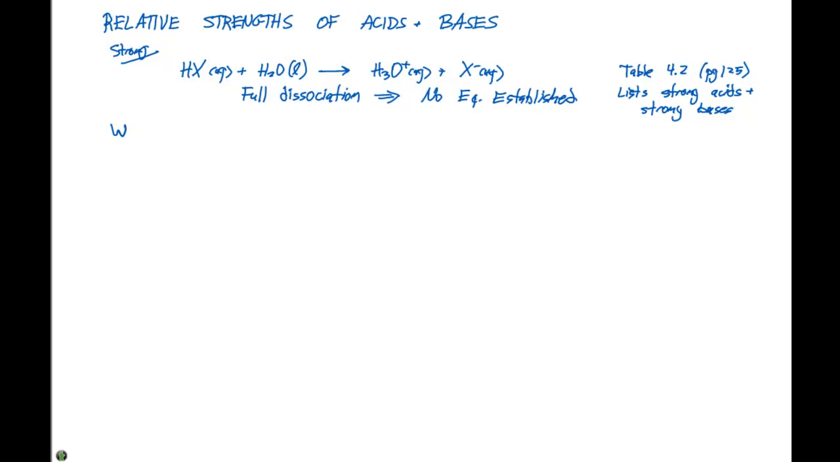Everything else is going to be considered weak, and we're going to have an equilibrium established to analyze this acid-base reaction. So here we have our HX plus H2O liquid in equilibrium with H3O plus in aqueous solution plus X minus in aqueous solution. Here is the acid dissociation constant for our weak acid HX. And we can use some of Le Chatelier's principle to try to determine which way this equilibrium would shift.